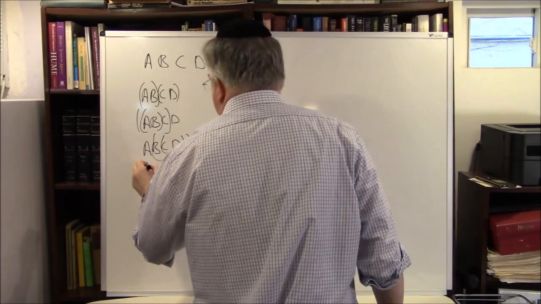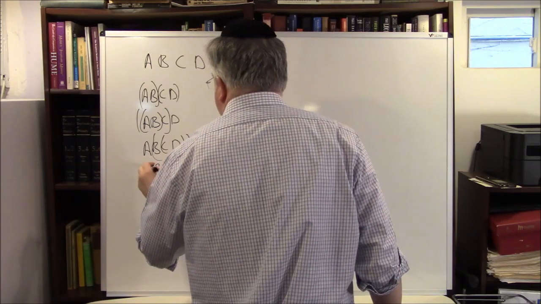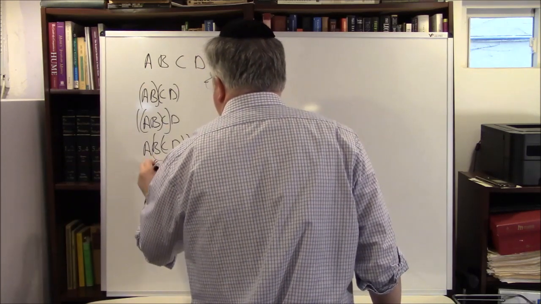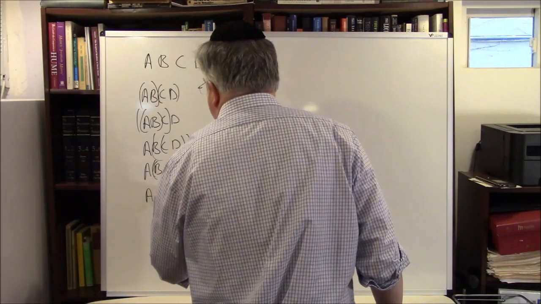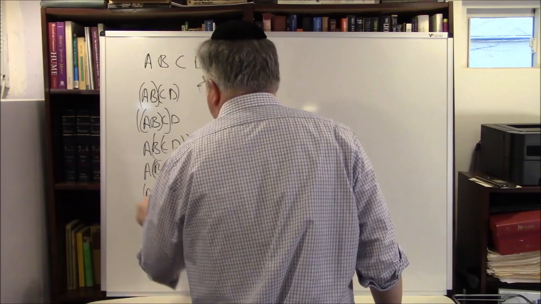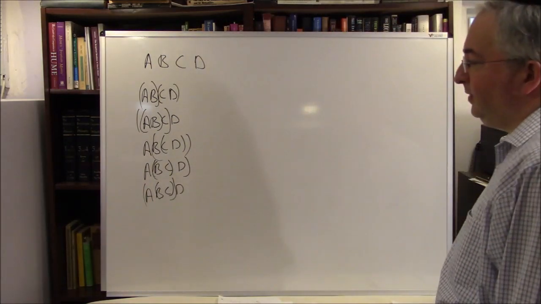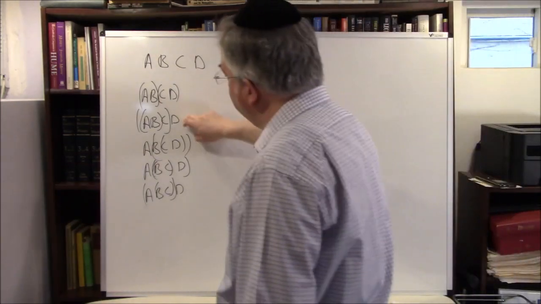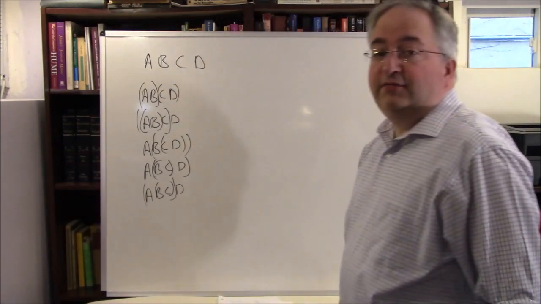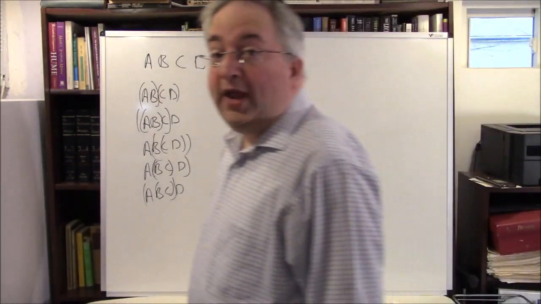Or you could do it like this. Or you could do it like this. Okay? There are 5 different ways. 1, 2, 3, 4, 5. 5 different ways of associating 4 matrices. Which way should you do it?